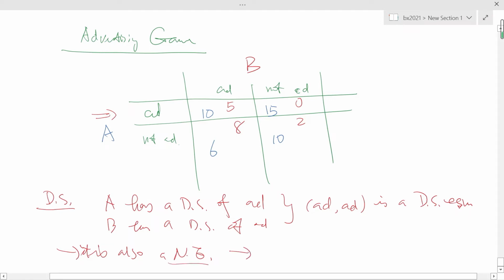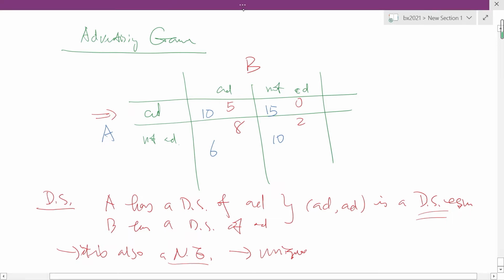And this Nash equilibrium is actually unique. You can check that the other cells are not Nash equilibria. This is easy to see because we know that advertise is the dominant strategy of both players. Okay, that's the advertising game.